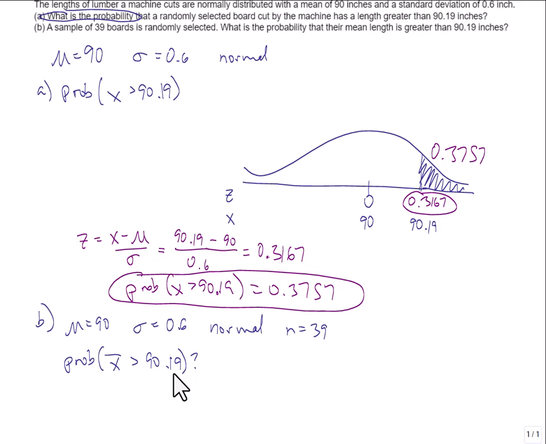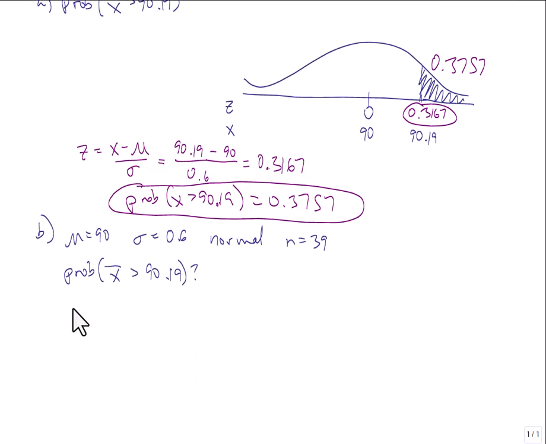That's the thing we're trying to find. Okay, so now we need mu for x bar, which is still 90, but now we need sigma for x bar. And when you're dealing with a sample mean, this standard deviation is different. This is sigma divided by the square root of n. And that is 0.6 over square root of 39.